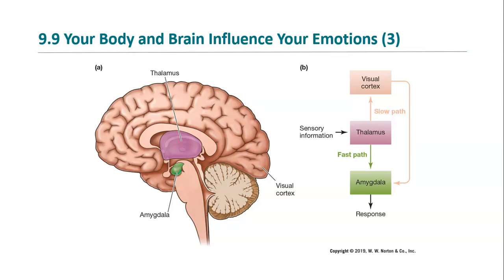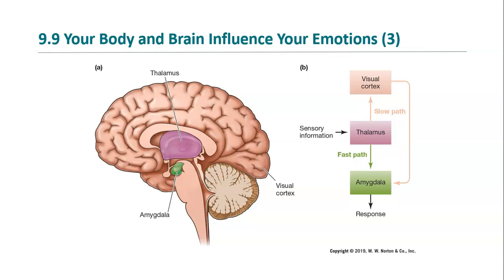So you can think about, here's the visual information coming in, and some of it goes directly to the amygdala, and this results in an automatic, immediate response. This can be overridden by the second system, which takes longer because it goes through the thalamus and then to the cortex and then to the amygdala.